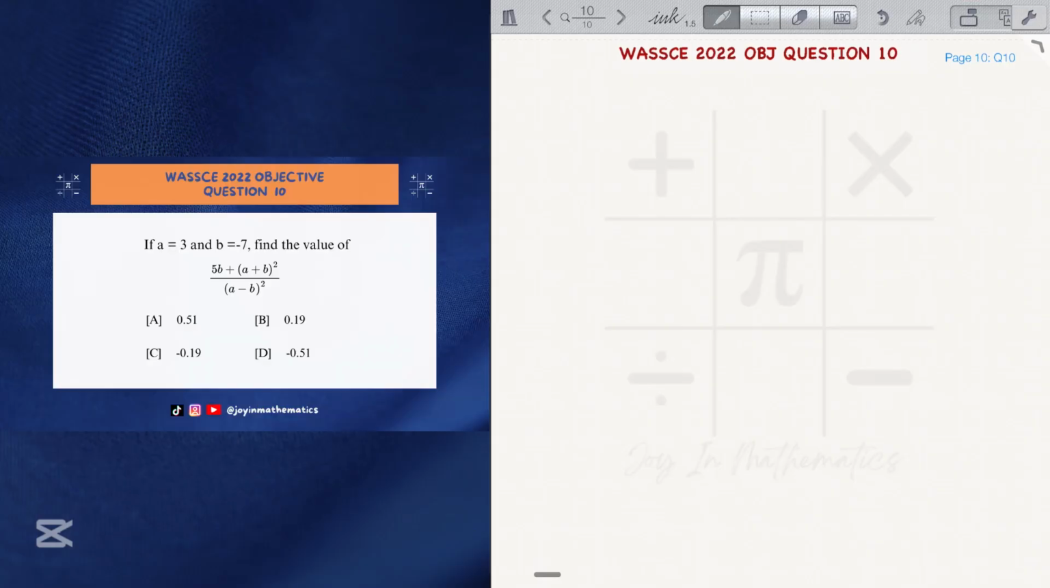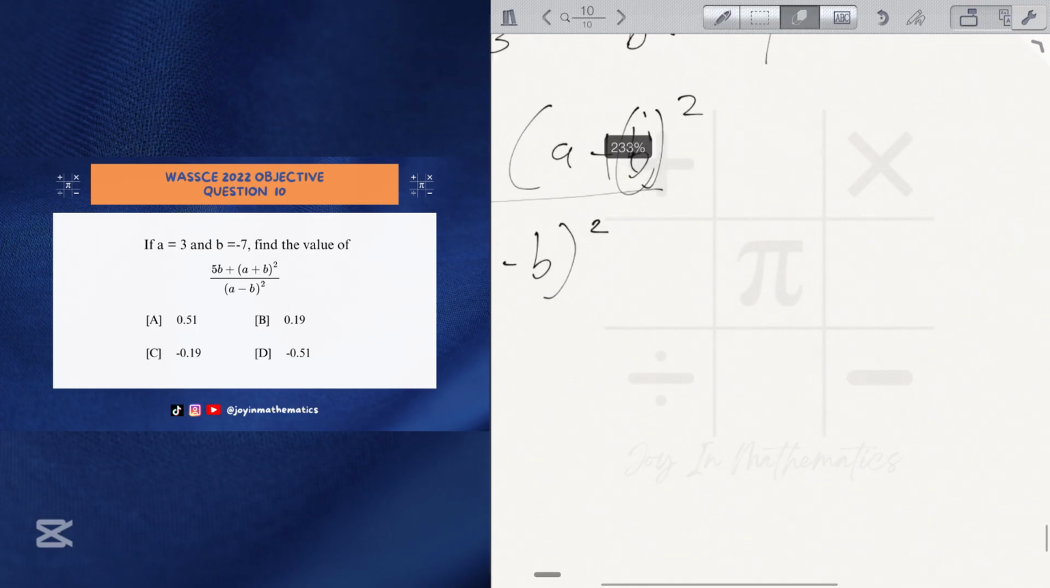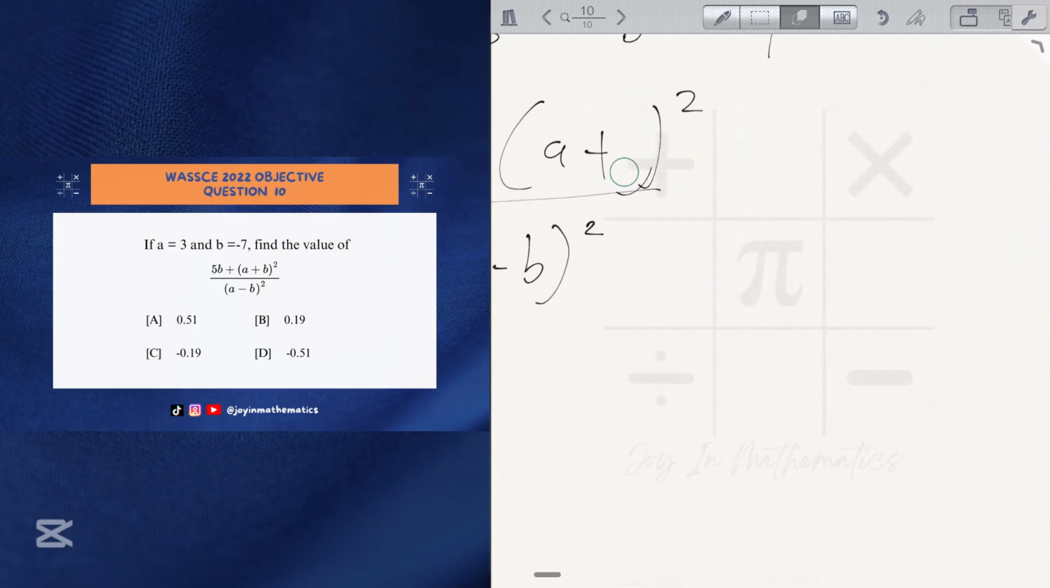The question says if a is equals to 3, that means we're given a is equals to 3, and likewise b is equals to -7. We should find the value of 5b plus a plus b raised to the power of 2, all divided by a minus b raised to the power of 2. So this is a very simple question. All we just have to do is just to substitute the necessary values.